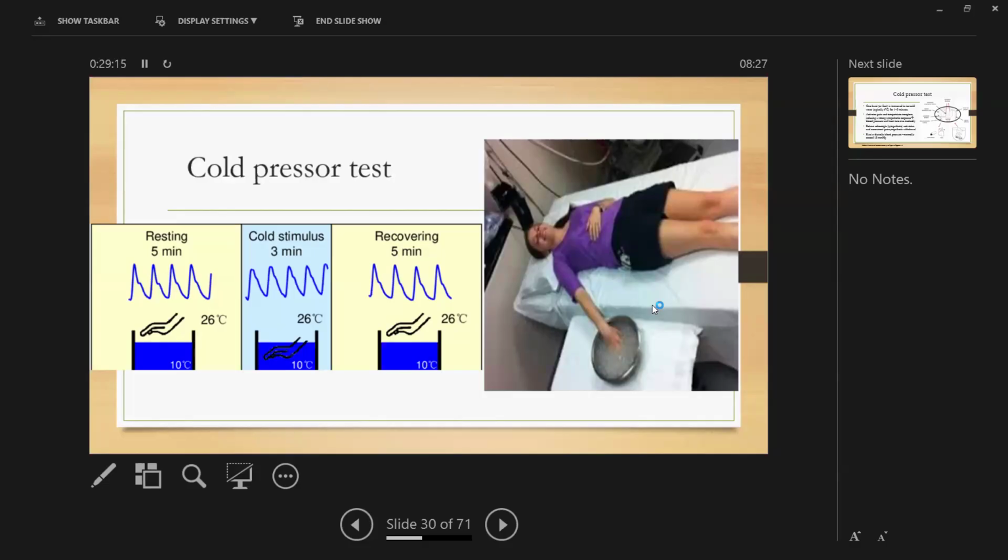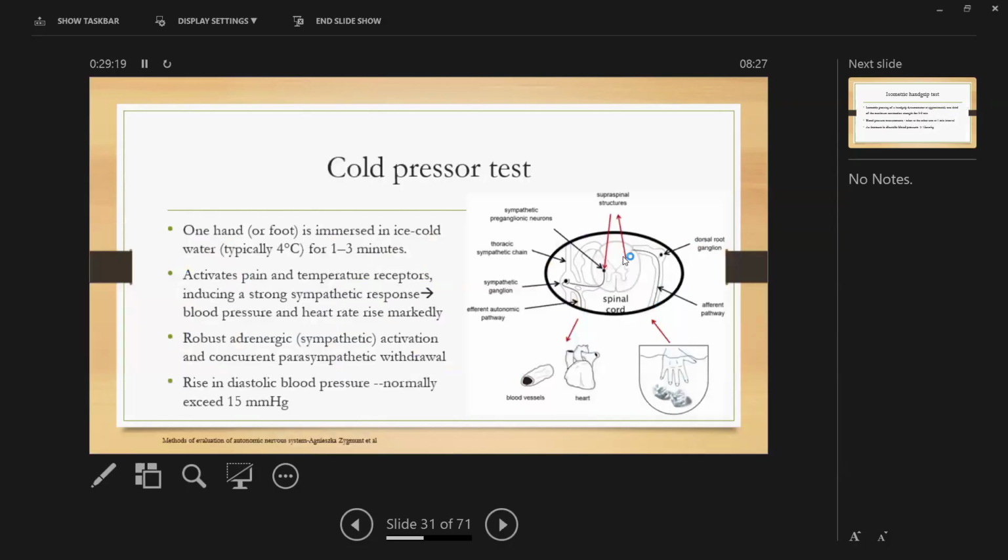So what happens when we stimulate the hand with cold? It activates our pain receptors, and it stimulates the sympathetic response. When the sympathetic response gets activated, it increases the blood pressure and heart rate. Normally we have to look at the diastolic blood pressure, which must rise a minimum of 15 millimeters of mercury. If there is no proper 15 mmHg rise, it indicates some sympathetic adrenergic failure.